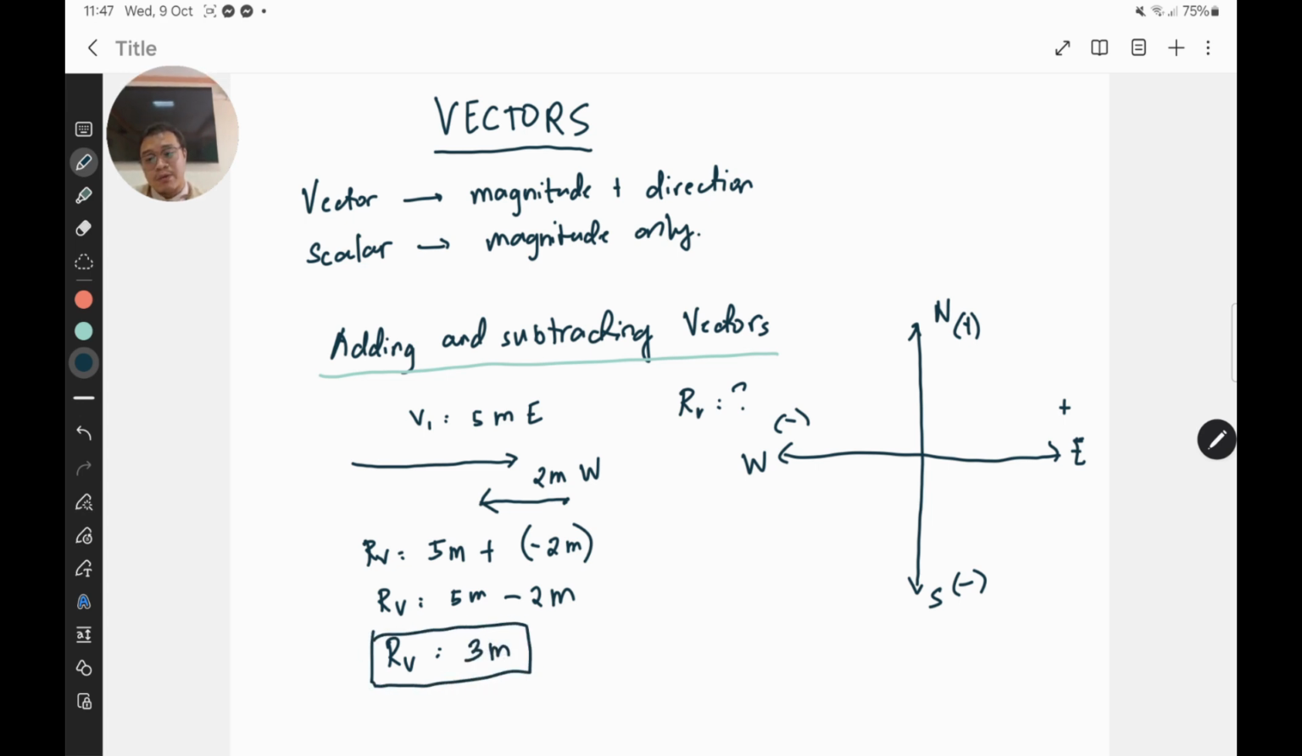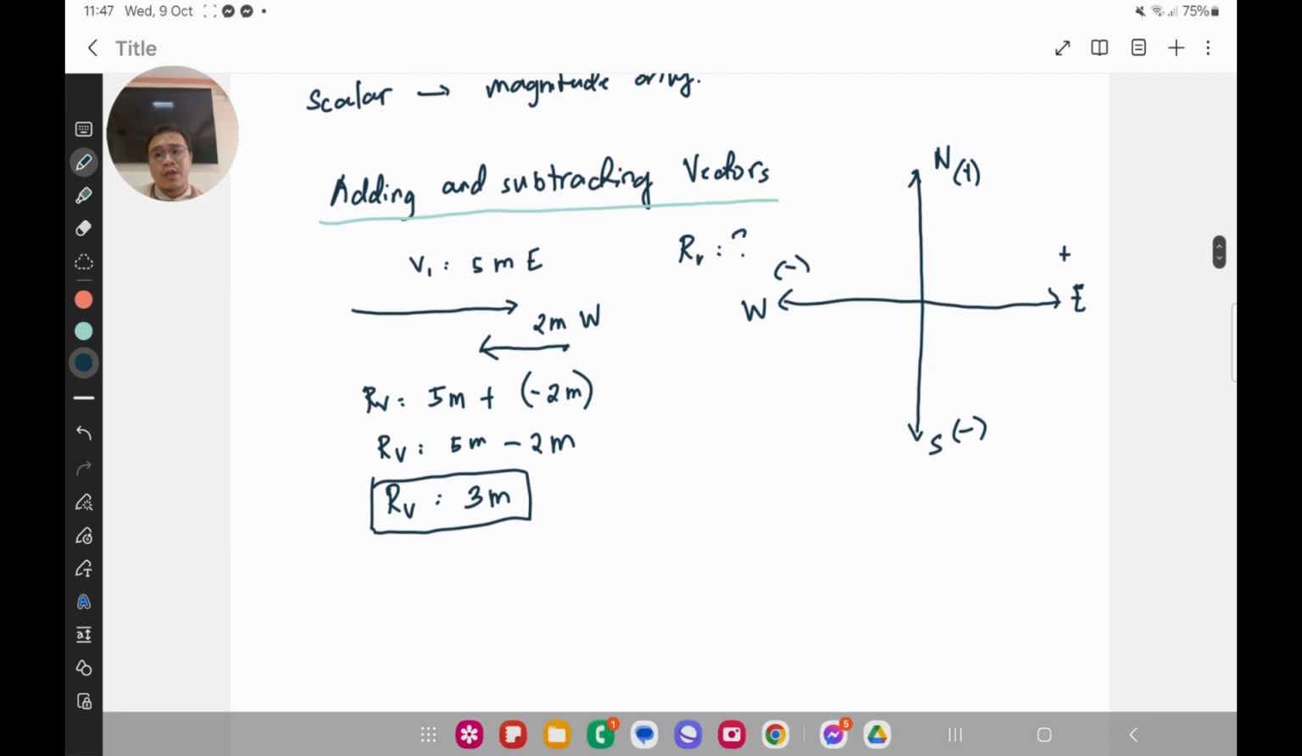Now, what would be the sign of our vector here? Since the larger vector is having a positive value, that would mean that our resultant vector will also follow the sign of the larger vector, in this case vector 1, 5 meters to the east. So that's how we usually subtract or add vectors in many cases in our examples.